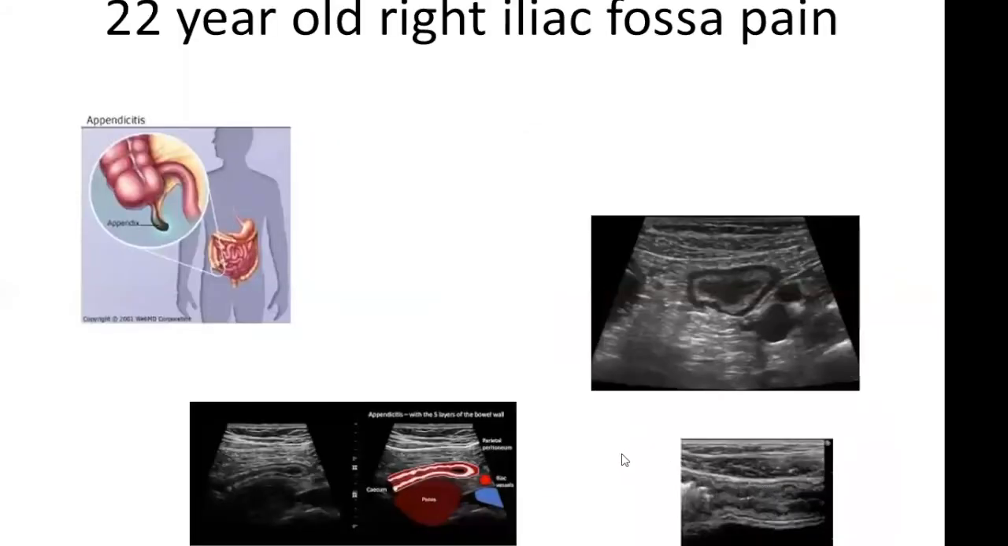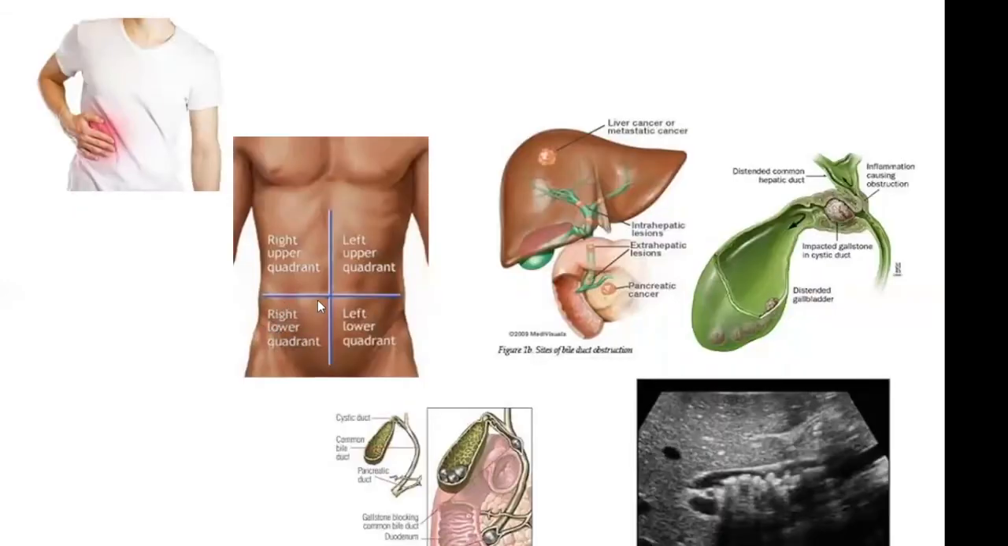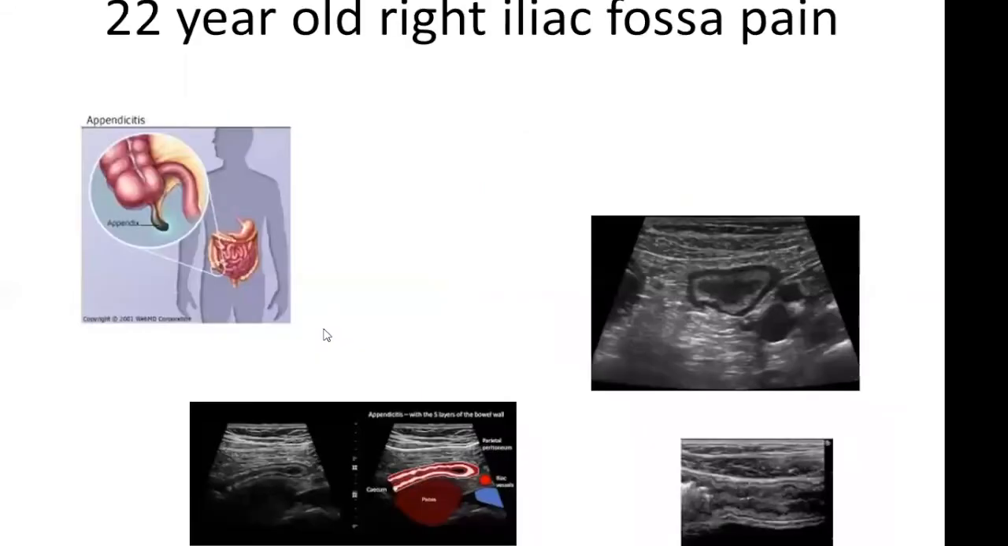So let's have a look in the right iliac fossa. Let's say a 22-year-old male with right iliac fossa pain. This is the area we're looking at. So here are the quadrants. Let's just go back to the quadrants. Right lower quadrant, here's the pain. We're going to do an ultrasound.